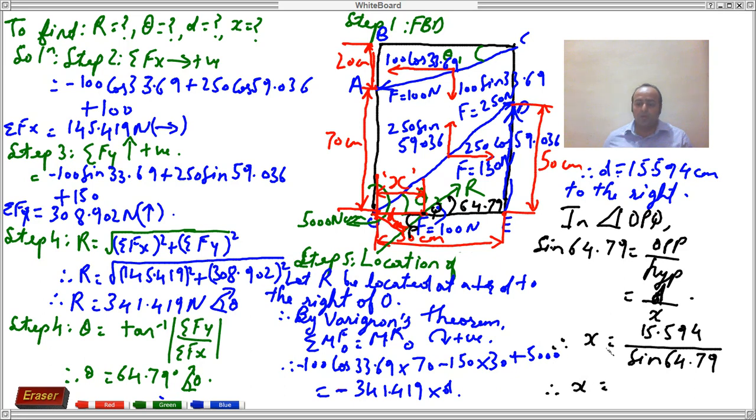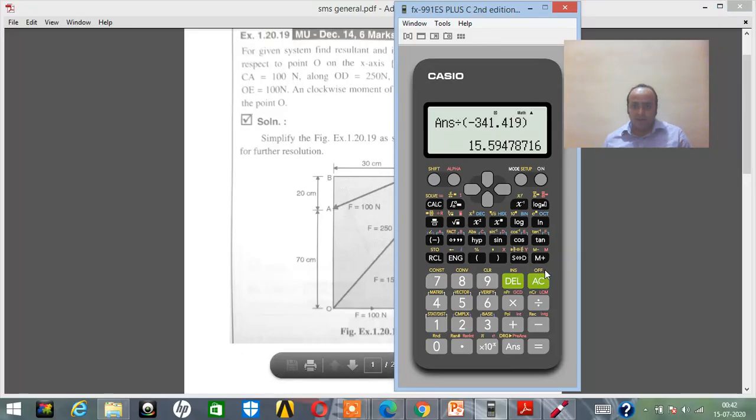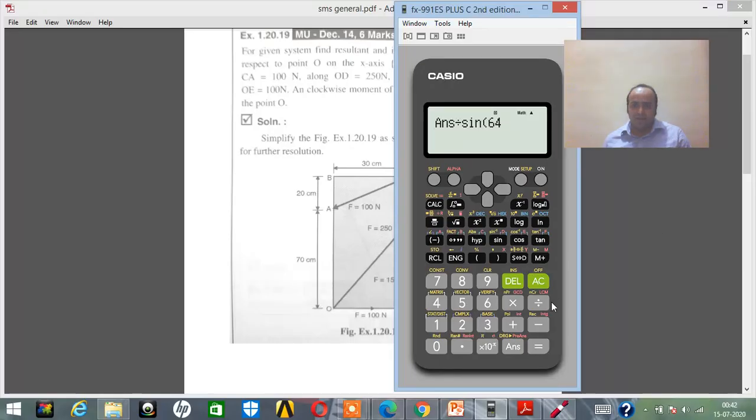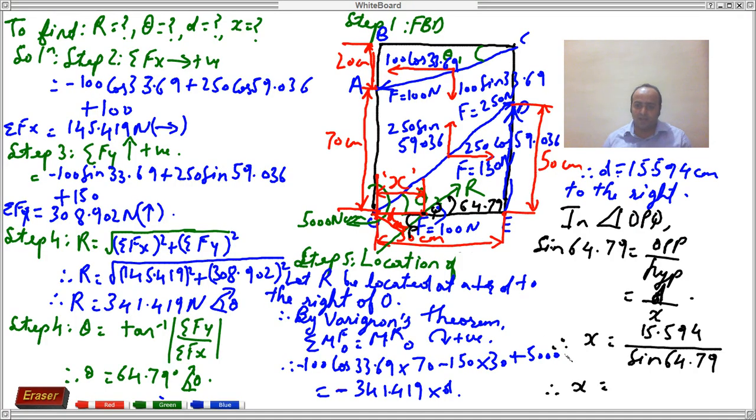Therefore, x is equal to, last but not the least, I can write it. The answer is there, divided by sine of 64.79 degrees over here, like this. Okay, 17.236 centimeter is the answer. So x is equal to 17.236 centimeter to the right.